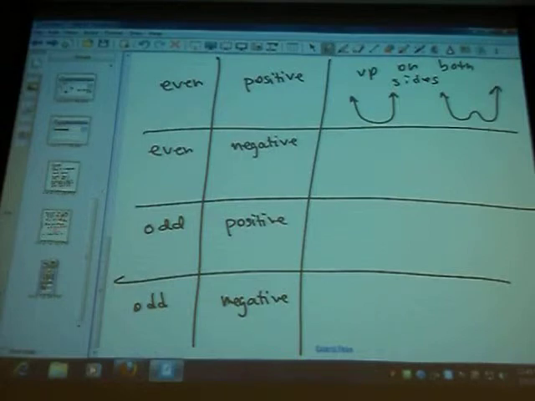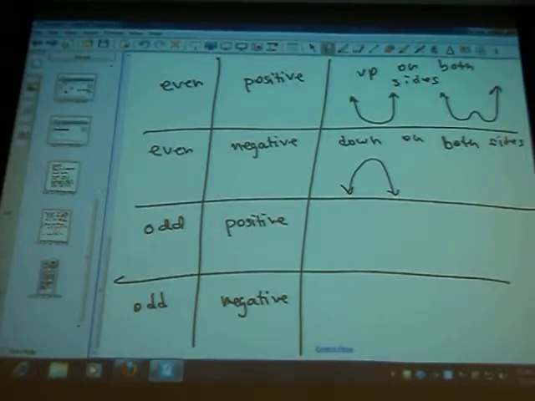So if it was even negative, would they both be going down? Yep, negative just flips it upside down, just like the concave down. So you get the same pictures, they're just going to be flipped.